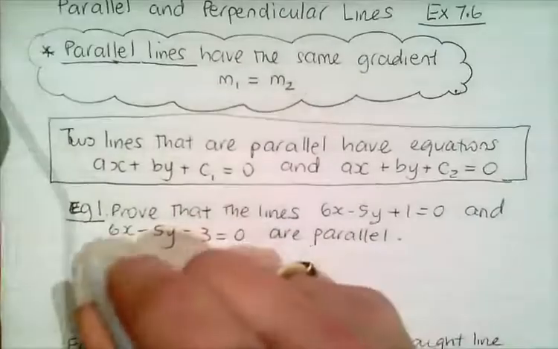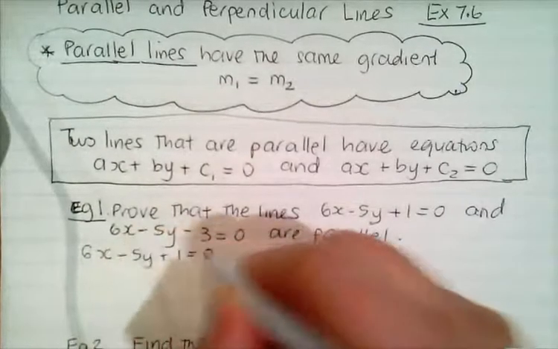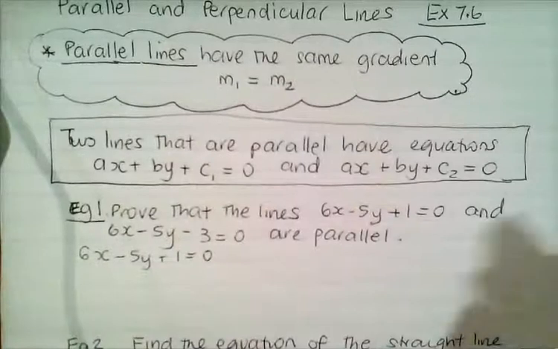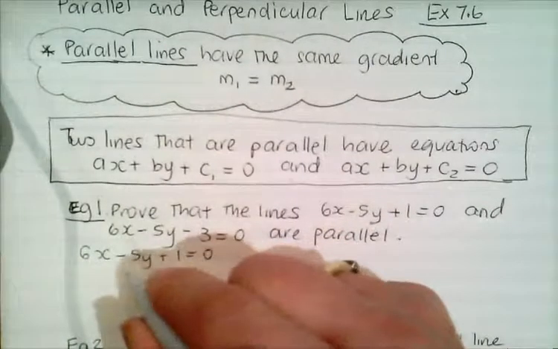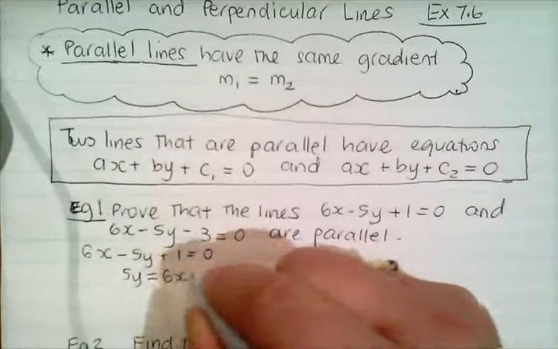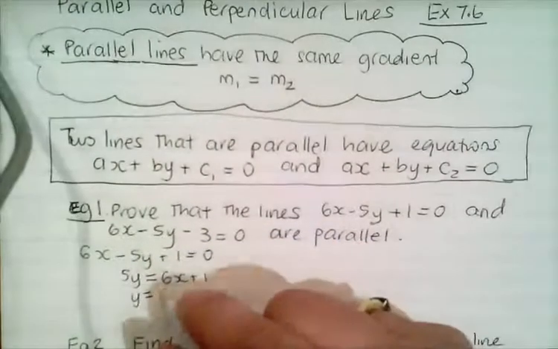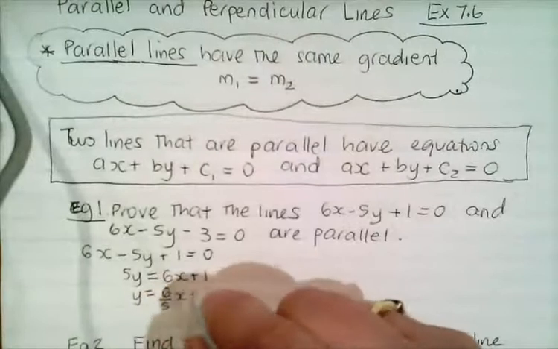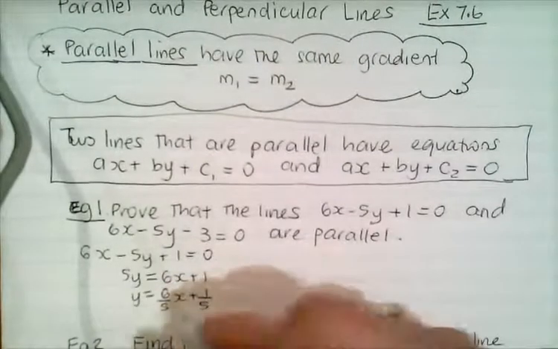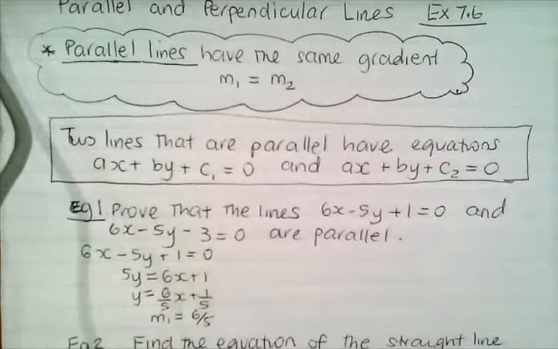So we'll look at the first line, which is 6x minus 5y plus 1 equals 0. If we write that in y equals mx plus b form, we'll take the 5y to the other side, and we get 5y equals 6x plus 1. Now dividing through by 5, we get that y equals 6 on 5 x plus 1 on 5. So therefore the gradient of this first line is 6 on 5.